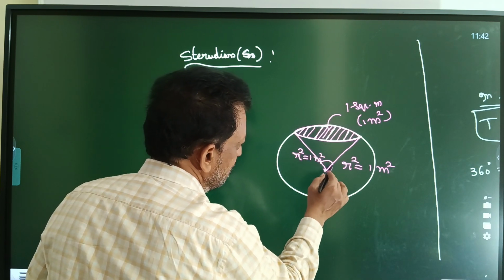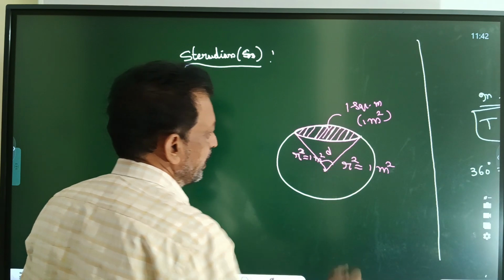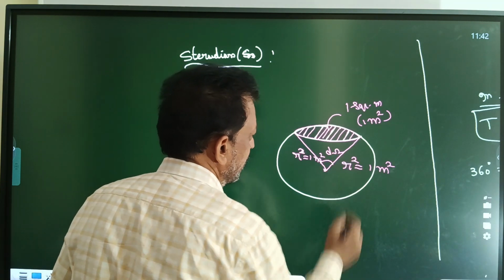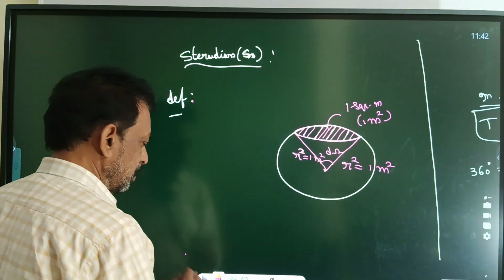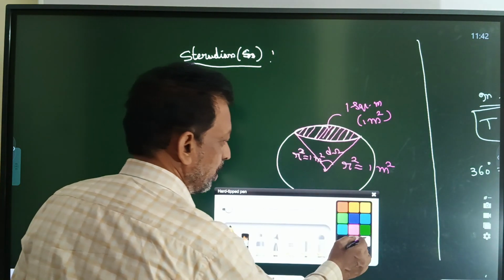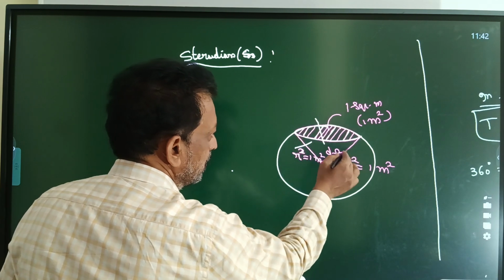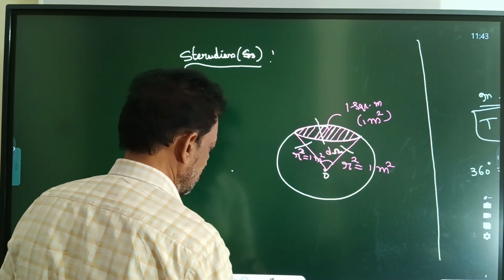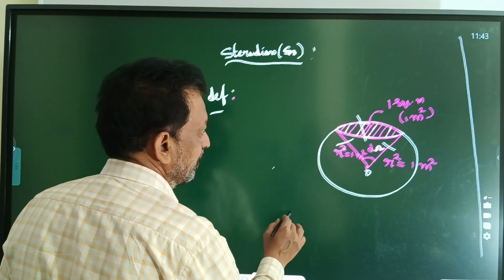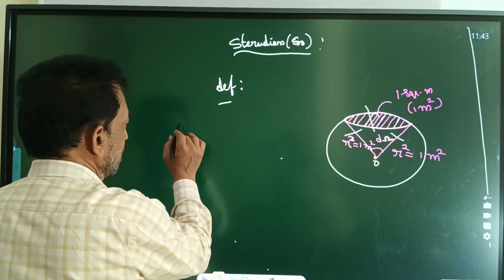So the angle made is called d-omega. It is called steradian. All are equal. This is equal, this is also equal, and now this is the center. Now you can write a definition.